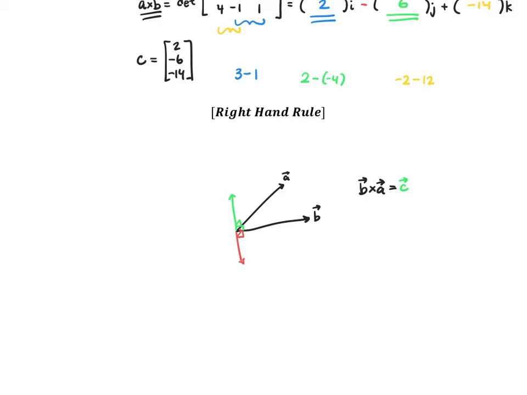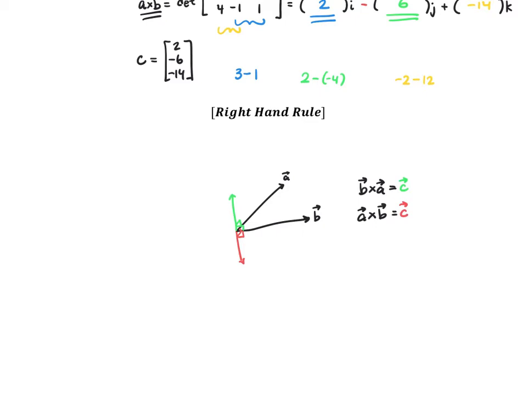Okay, now imagine you take A with your right hand and you cross it with B. Well, clearly if I were to take A and put my right middle finger on A, my thumb would point downward. Right, it would have to point downward as I rotate over to B, and therefore the direction for C in that case would be in the direction of that red vector.